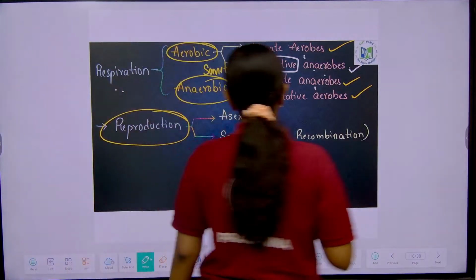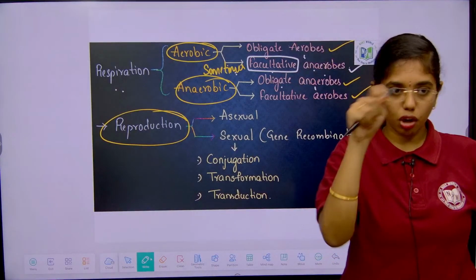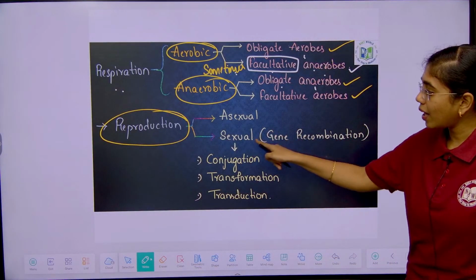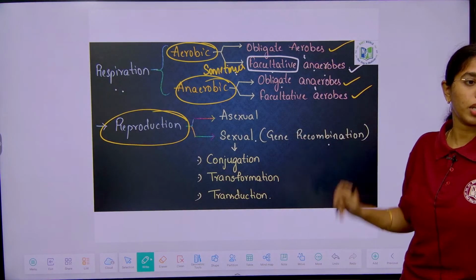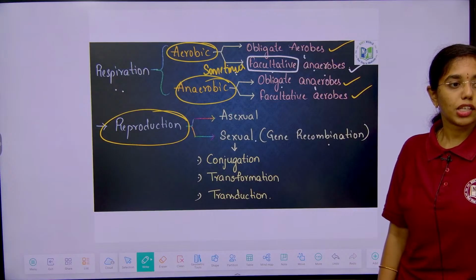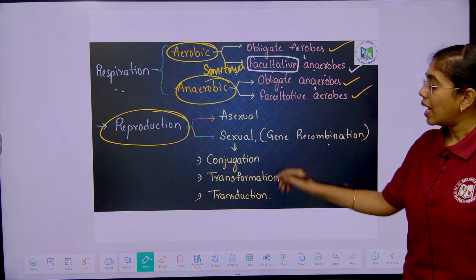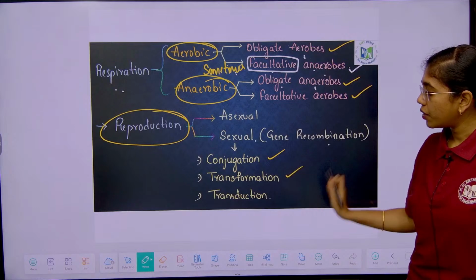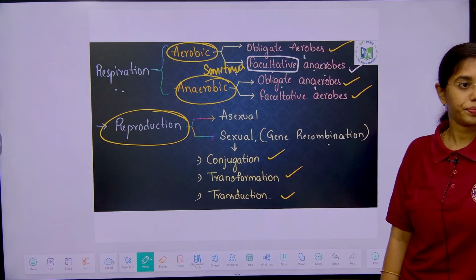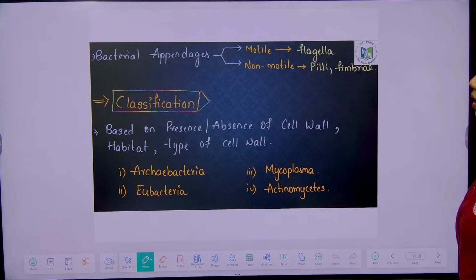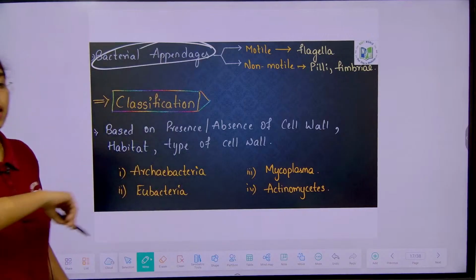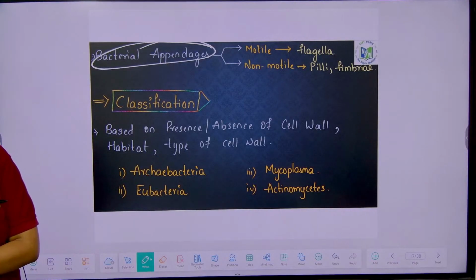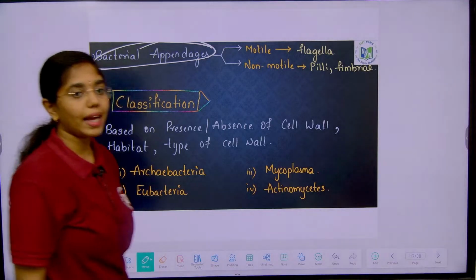Asexual reproduction, as we have just a single gene or circular DNA, rather than calling it sexual reproduction, we will call it sexual recombination or gene recombination here. Okay. Sexual or gene recombination. Likewise, we have what? Conjugation, transformation, transduction. Next are what? Bacterial appendages. We have 2 types, motile, non-motile. Only motile structure in bacteria is what? Flagella. Non-motile structures include pili and fimbriae.